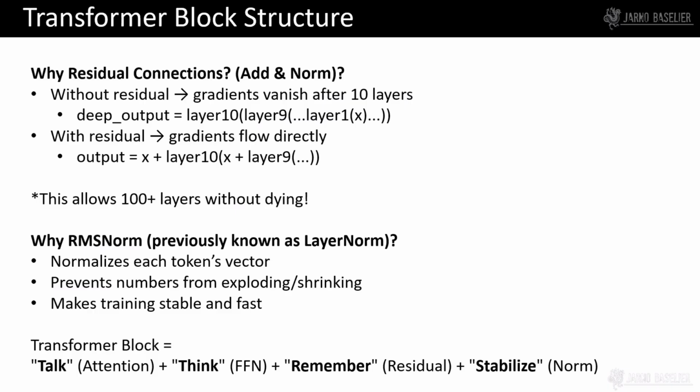And why is RMS norm, previously known as layer norm, being used? Because it normalizes each token's vector, it prevents numbers from exploding or shrinking, and it makes training stable and fast. So the transformer block is: attention to talk, FFN to think, residual to remember, and norm to stabilize.